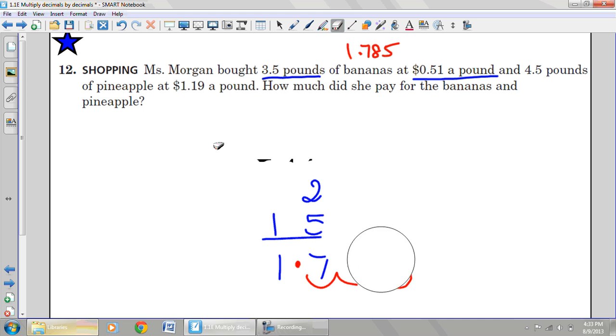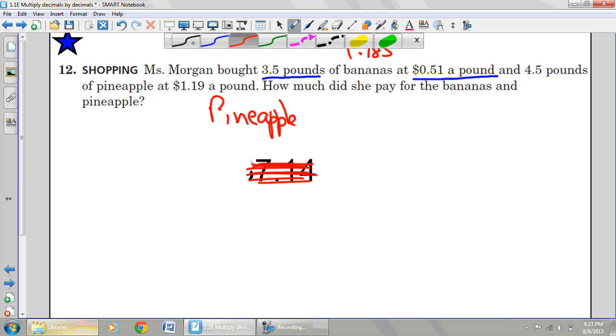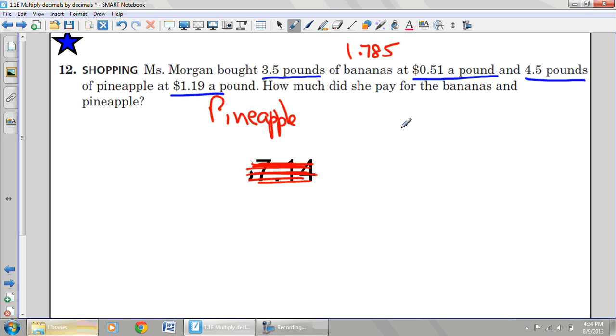Now let's go for the second one, pineapple. Let's see what she gets for the pineapple. So she is buying 4.5 pounds at $1.19 a pound. So $1.19 for 1 pound of pineapple, and she is getting 4.5 of those. Once again, watch, I did not line up the decimal point. I did not line up the numbers. I'm just writing it typical.